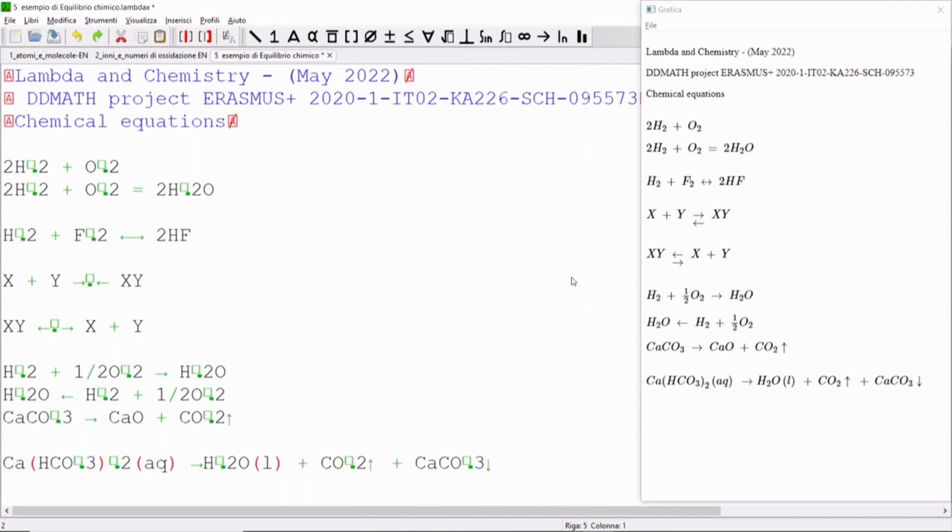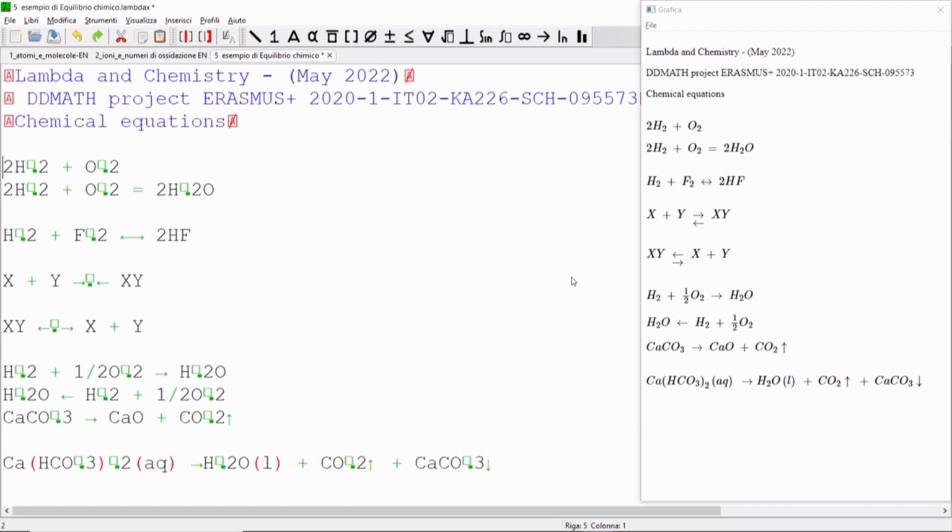Welcome to this third meeting on lambda and chemistry. In this video, we present how to write chemical equations. Chemical equations are written by leaving a blank space before and after the symbols for arithmetic operators, and arrows indicating the direction of the chemical reaction.